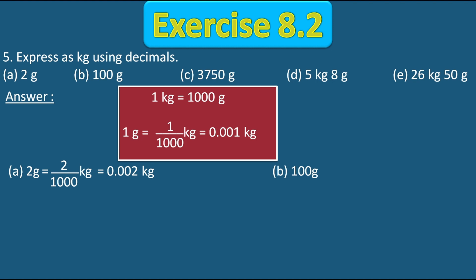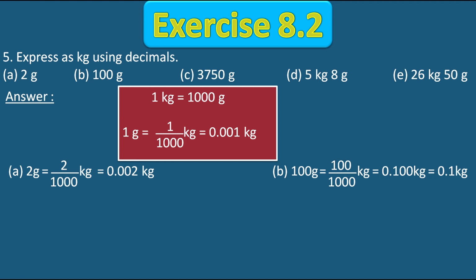Next we have 100 gram. So it is equal to 100 upon 1000 kilogram, which is equal to 0.100 kilogram, which can be further written as 0.1 kilogram. As we all know, after the decimal point, if we have one digit and then only zeros, those zeros do not have any value. We can remove those zeros, but the condition is that after the zeros there should not be any digit. As we have 100 here, after the decimal point we can remove these zeros. So we can write it as 0.1 kilogram.